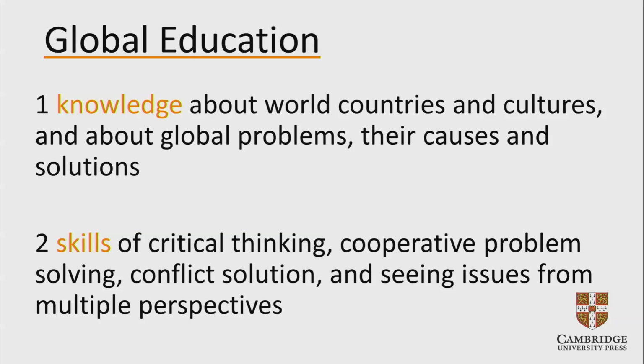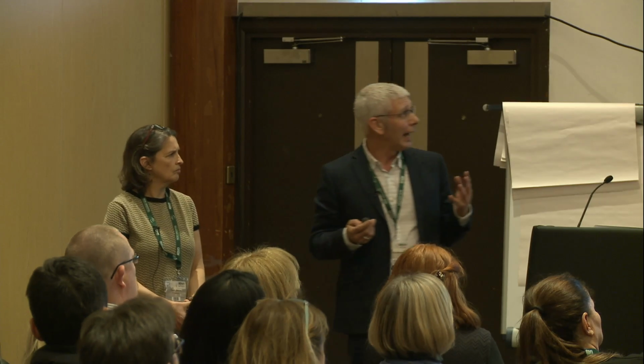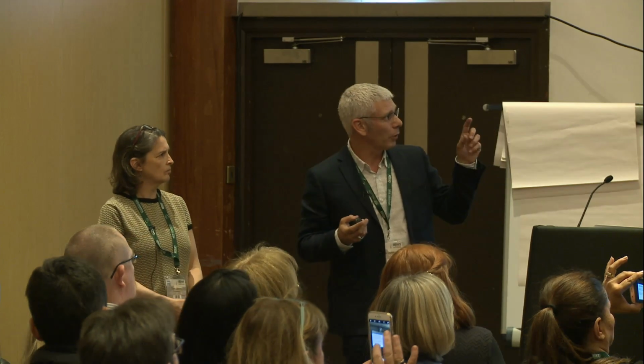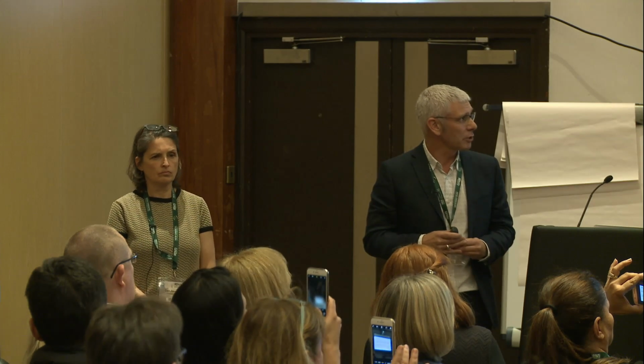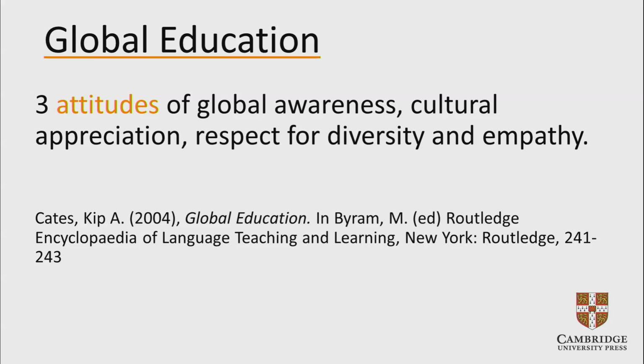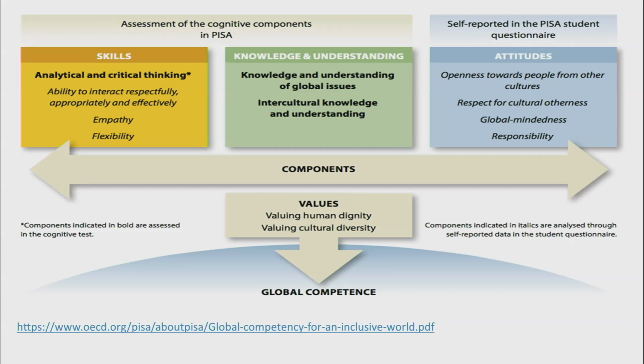In other words, you have what he defines as knowledge about the world, countries, and cultures, and about global problems, skills of critical thinking, cooperative problem solving, seeing issues from multiple perspectives. I think that's very important. And then he finishes with attitudes of global awareness, cultural appreciation, respect for diversity, and empathy. These are very, very similar, if not identical, in fact, to the central ideas behind global competence as defined by the OECD or in the PISA document.